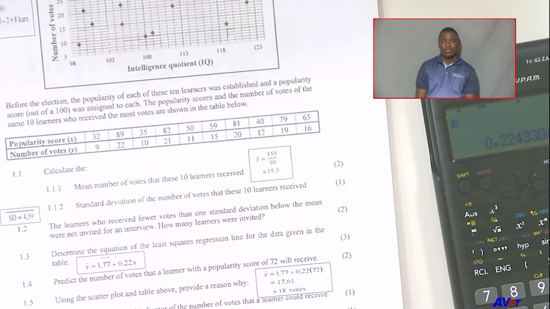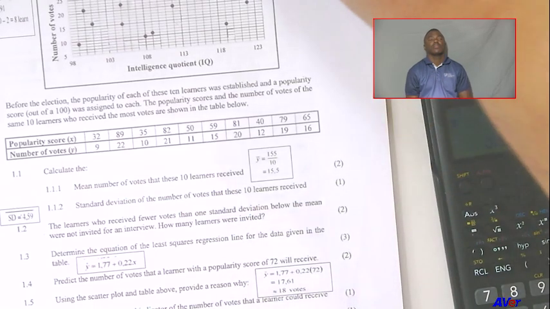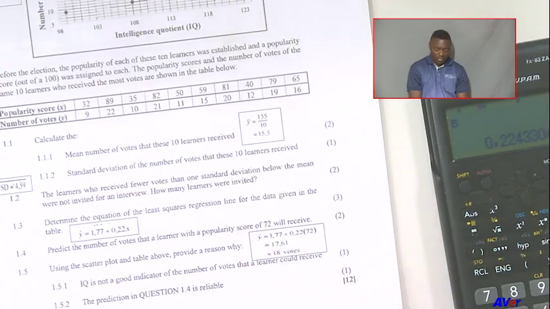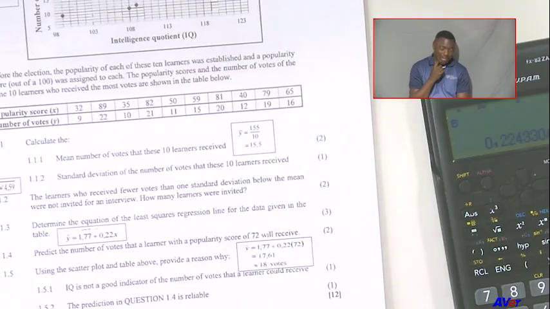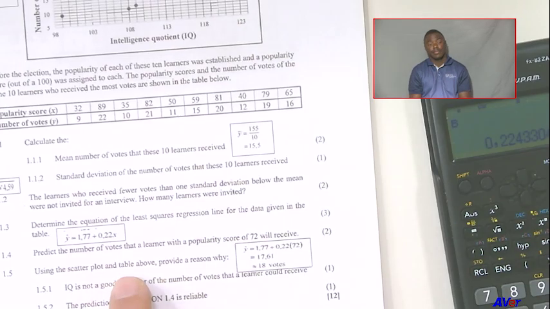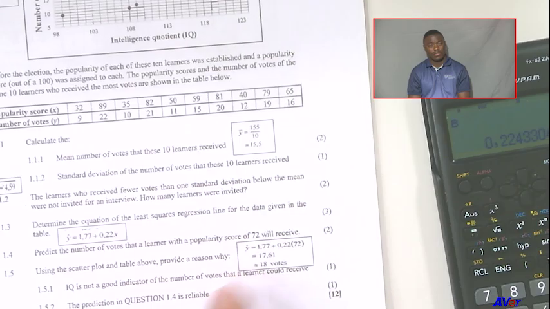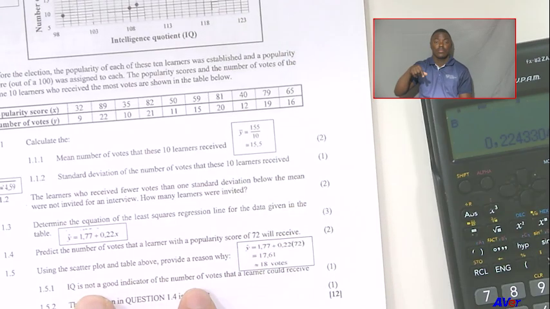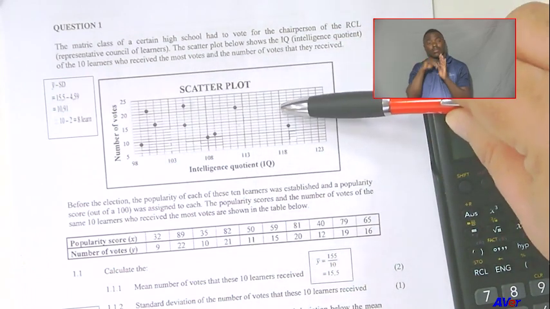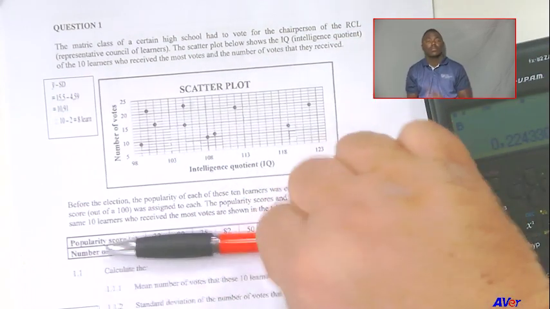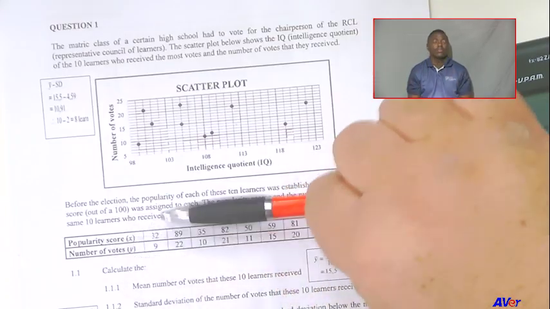Right. Next. They say in 1.5. Right, people, here we are on 1.5. Using the scatter plot and the table above, provide a reason why IQ is not a good indication of the number of votes that the learner could receive. Now, people, do you see this here is a scatter plot? It is all over the place. This scatter plot does not relate to this data set. You see that?